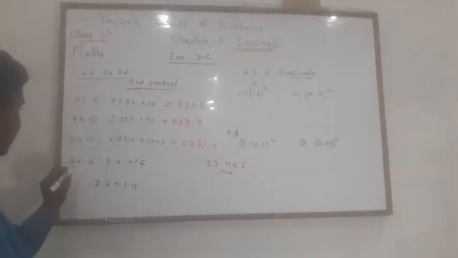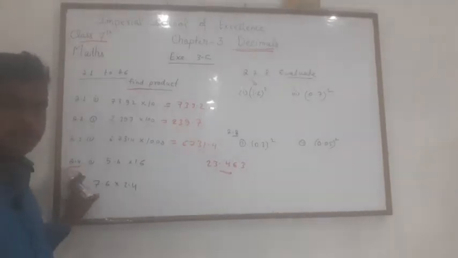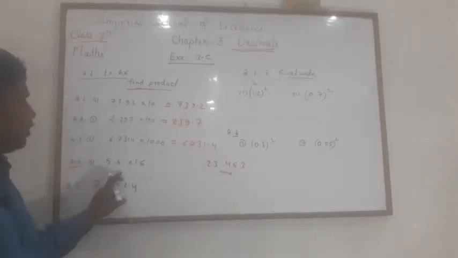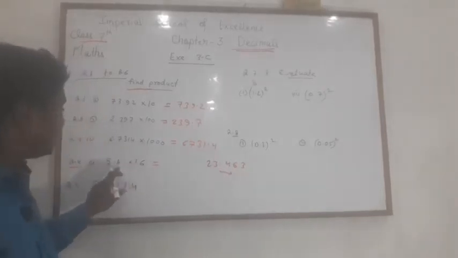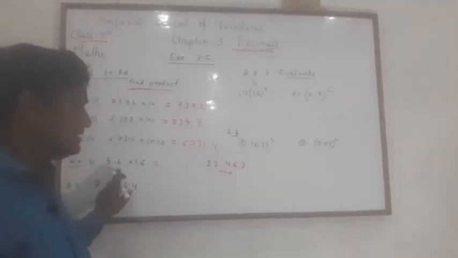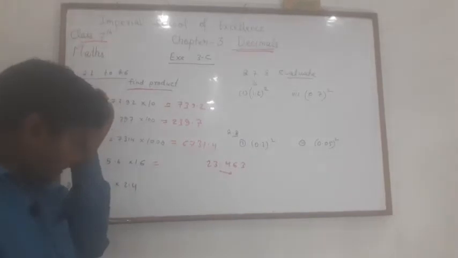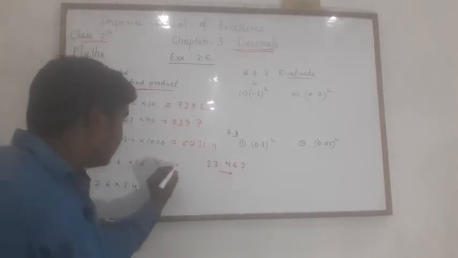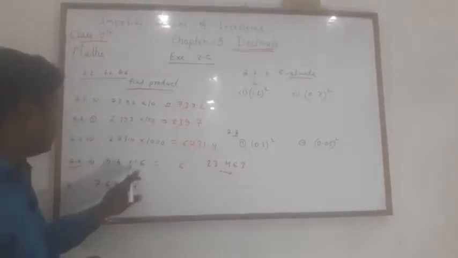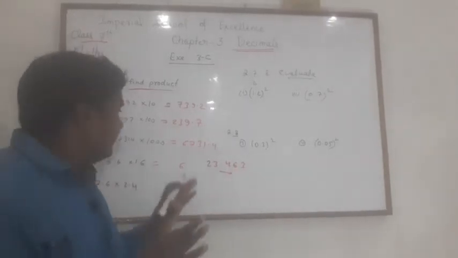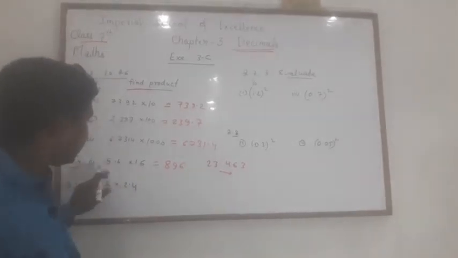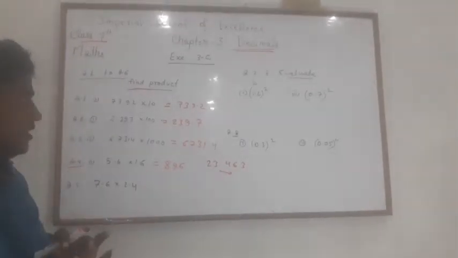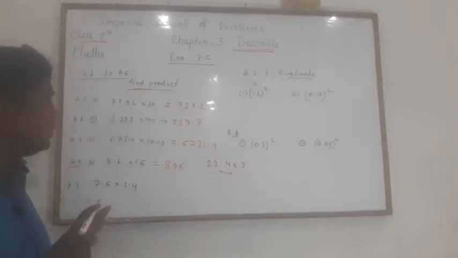And here we have to multiply 5.6 by 16. See students, this is question number 4, the first question. 5.6 multiplied by 16, so what will it be? So read the table of 16. 16 6s are 96, 6 carry 9, 16 5s are 80, 80 and 9, 89, so 89. The decimal is at 1 place, so 1 place of decimal. Okay, hope you understood how we are doing this.